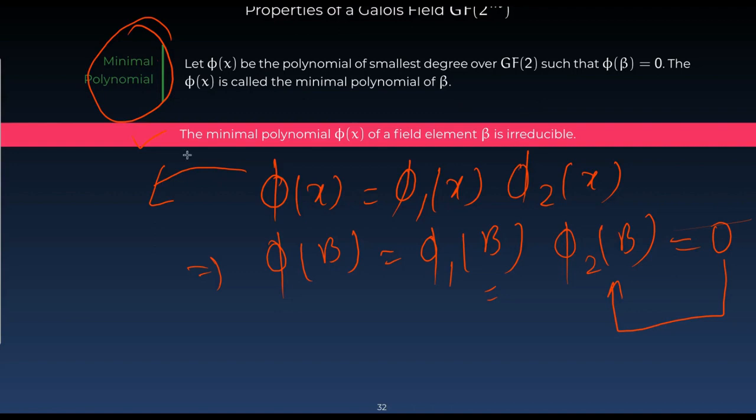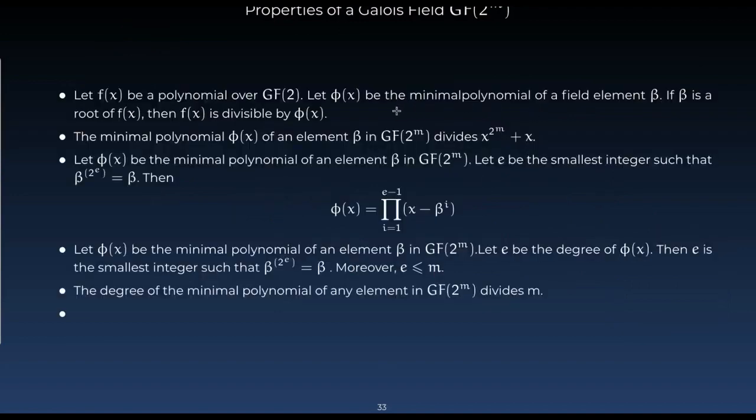So it means that our assumption here that phi x is reducible is wrong. It means phi x is not reducible, or phi x is irreducible. So the minimal polynomial of a field element beta is going to be irreducible. Okay. Now there are certain other properties here: let f x be a polynomial over GF2, let phi x be a minimum polynomial of a field element beta. If beta is a root of f x, then f x is divisible by phi x.